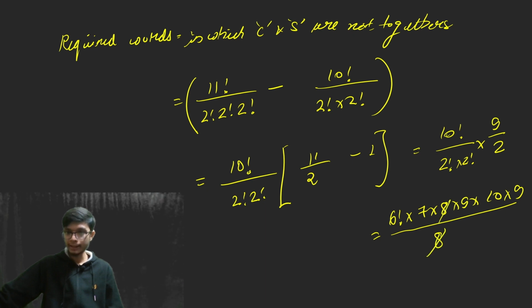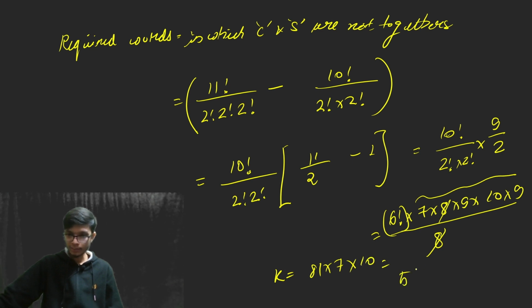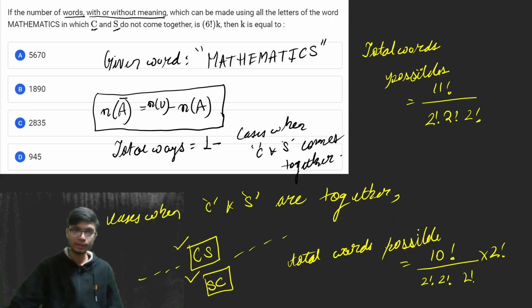Okay, so from here 8 and 8 get cancelled, and this is 6 factorial into k. So the k value is basically this particular number. If you look at this value of k, you can definitely calculate it as 81 into 7 into 10, and this result will basically be 5670. Okay, 5670. And from this the value of k for this given question is option number A, and that is 5670. So with this, the right answer to this particular problem will be option number A.